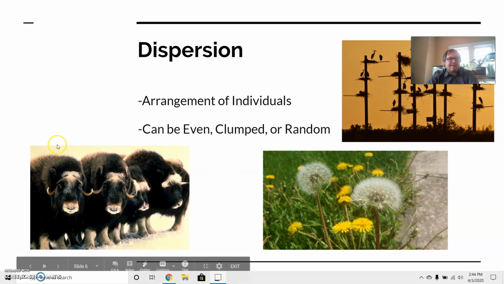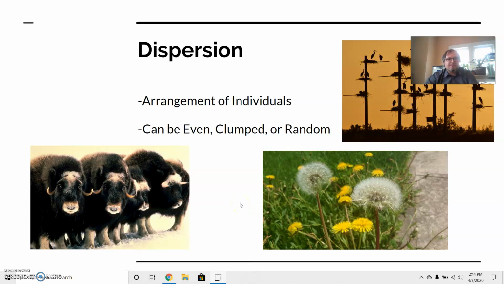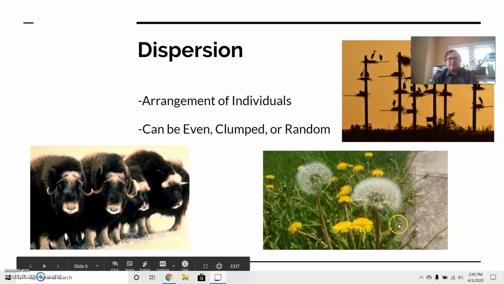Again, herd animals like this, it's part of their strategy to stay close together, to protect one another, and in this case, to keep one another warm. Random is probably the hardest dispersion to describe because it doesn't make a lot of sense to us as people. But random usually has to do with animals and plants and microorganisms that can't really control where their populations go to. So the dandelions are here as that example.